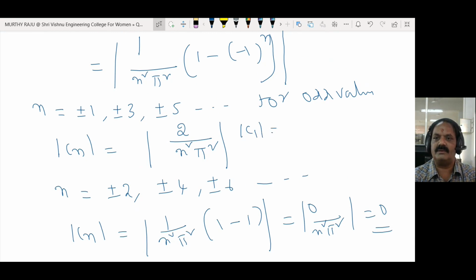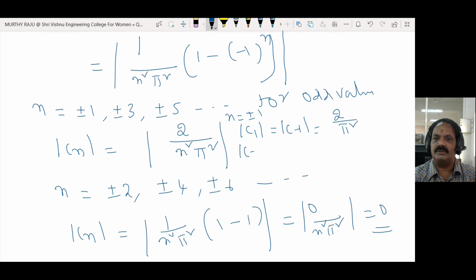Mod C1 is equal to mod C minus 1. n is equal to plus or minus 1. The value for n equal to plus or minus 1: in both cases the square is there, 2 by pi times plus or minus 1 whole square, that is 1, that is 2 by pi square.